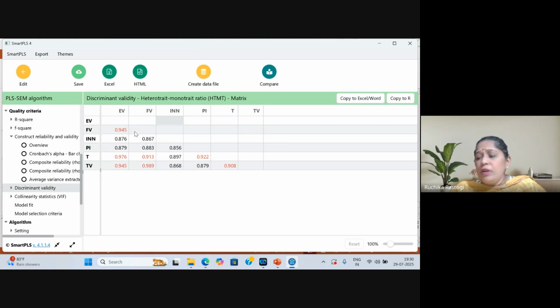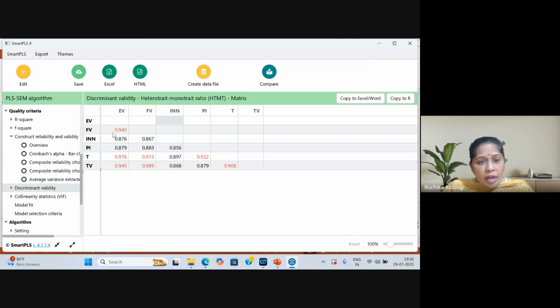Actually, in statistics, discriminant validity is the square root of AVE. So whatever the square root of AVE comes, this can be considered as the discriminant validity. Now, how to check whether it is okay or not? The first value should be higher than its corresponding values.